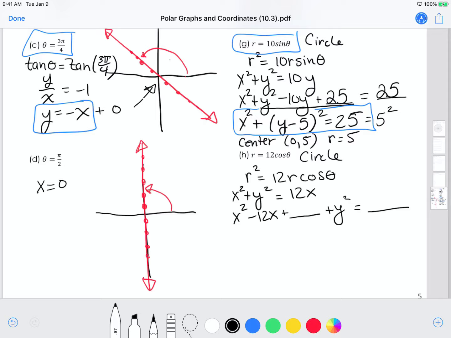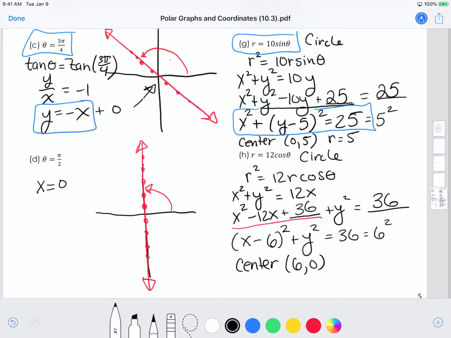Okay, so I take half of 12, which is 6, and square it, so that's 36. And what I do on one side, I'm going to do on the other side. So I have to add 36 on the other side as well. So now I can factor my perfect square, and I'm going to have x minus 6 squared plus y squared is equal to 36, which I can write as 6 squared. So now I can see that I have a circle that has a center 6, 0. So it's been shifted from 0, 0 to 6, 0, and my radius of the circle is 6.